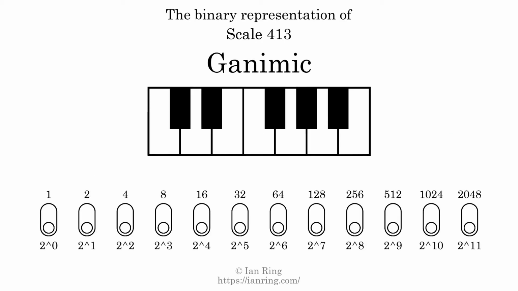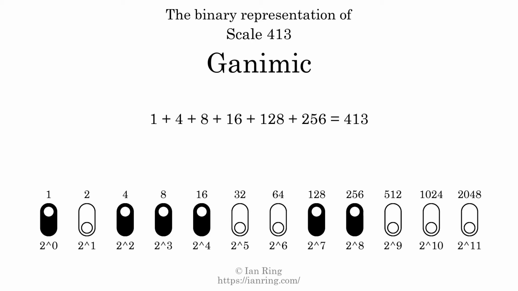The binary representation of this scale is determined by mapping tones of the scale to binary digits. Each binary digit represents a power of 2. To get the scale number, we add the powers of 2 together. The powers of 2 that are present in the scale, all added together, equals 413. That is why the scale number, in decimal, is 413.